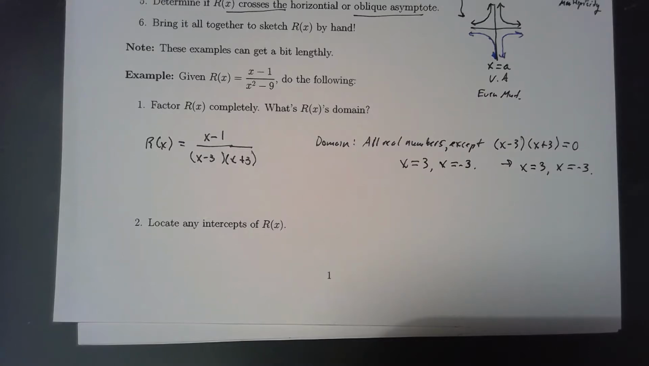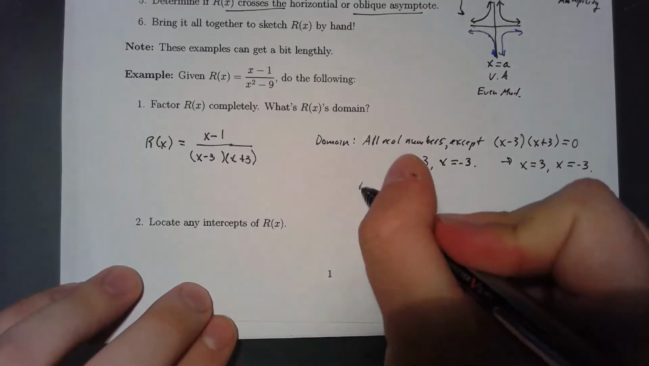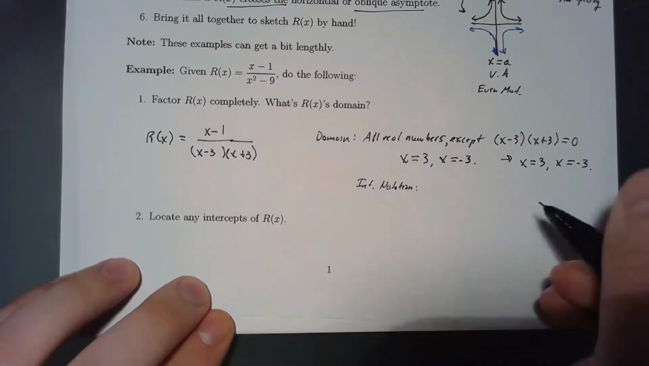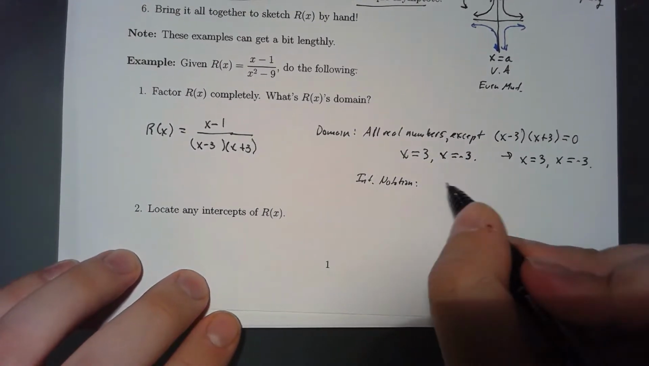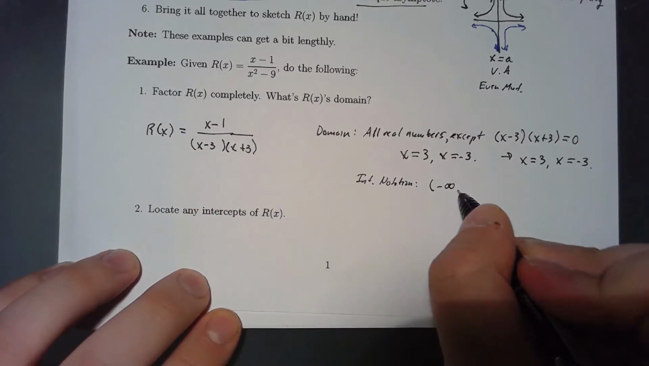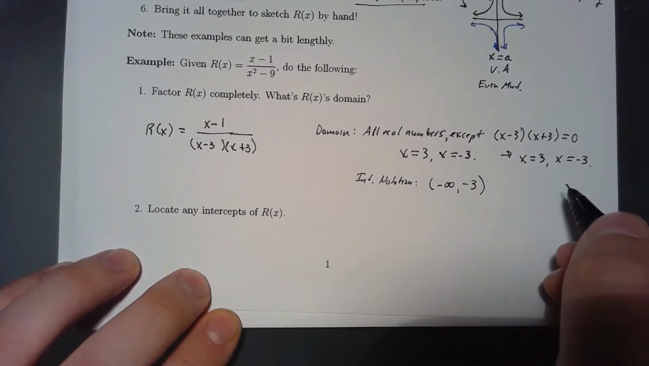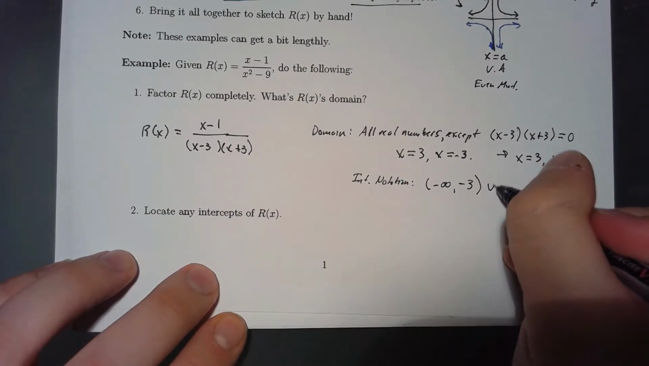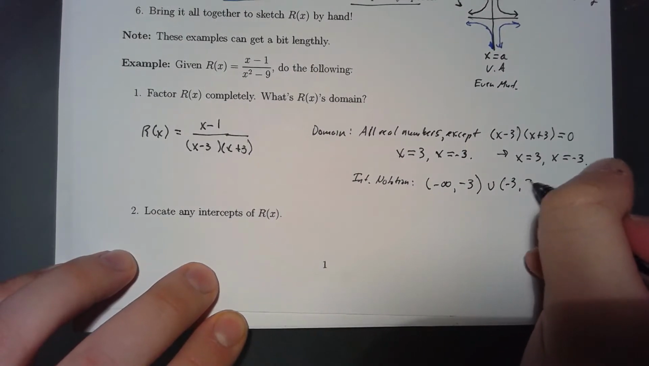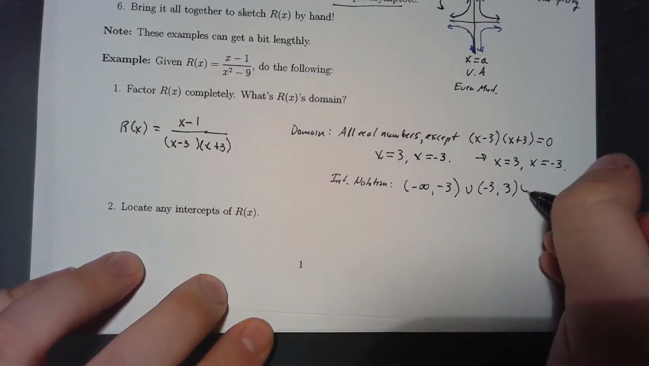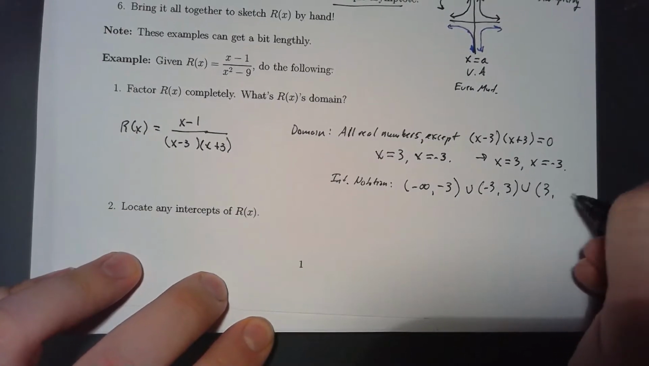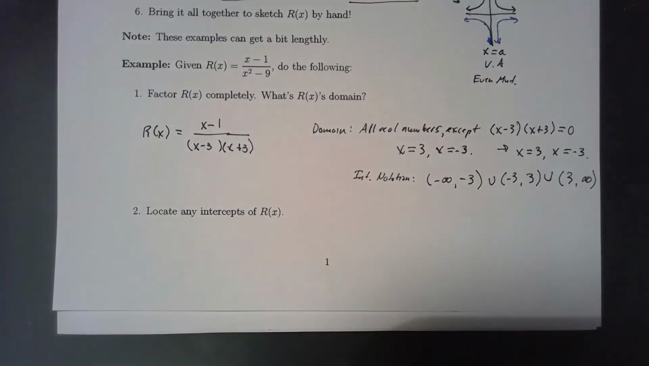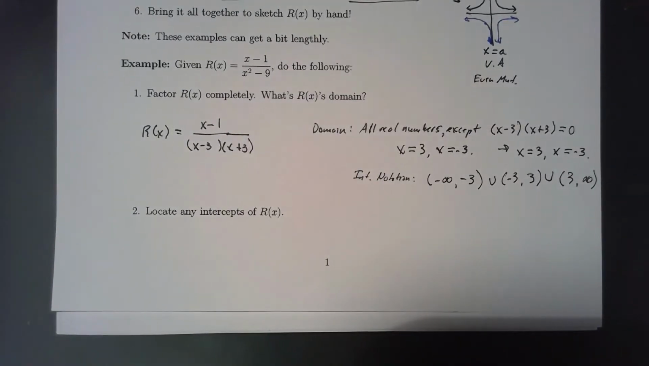As you know, in interval notation, it's going to be from negative infinity up to negative 3, not including it because that would give me 0 in the denominator, which I can't have. From negative 3 to positive 3, and then from 3 to infinity. That's the interval notation for the domain.